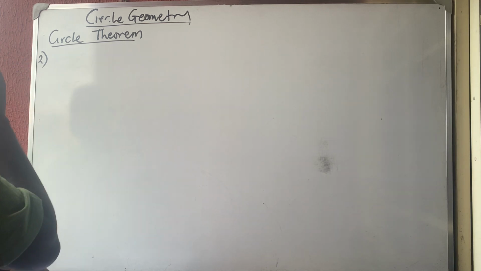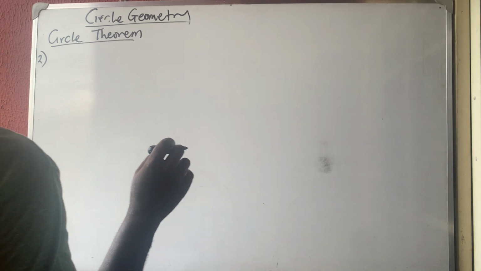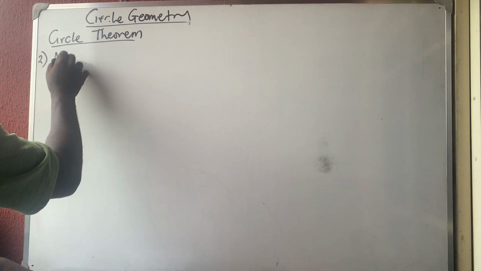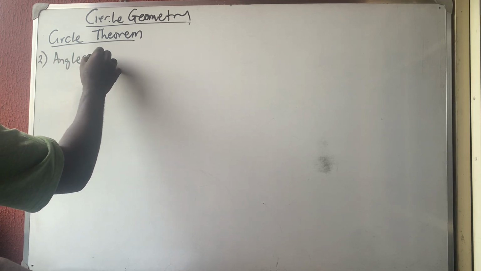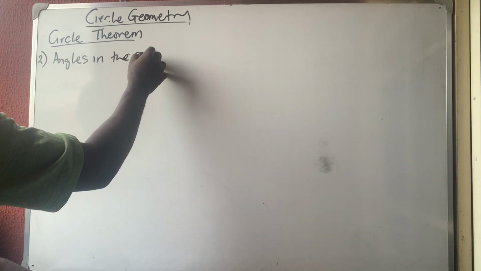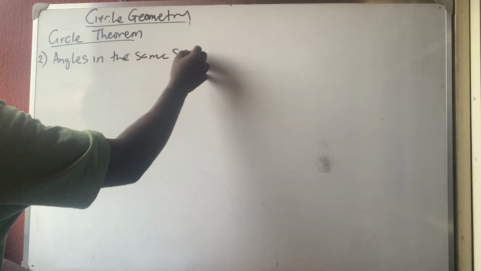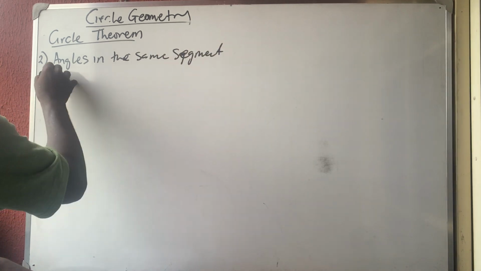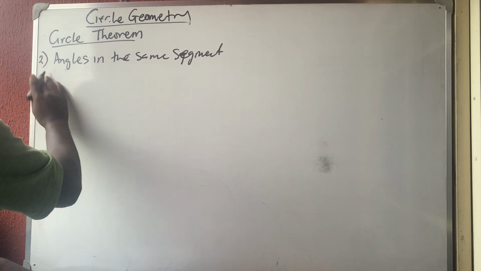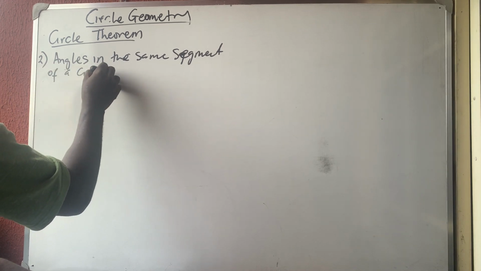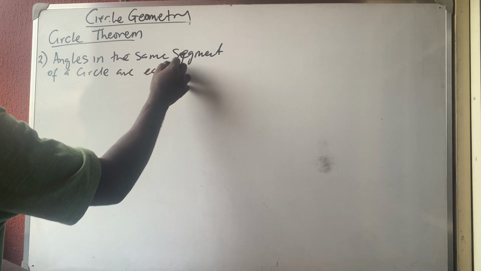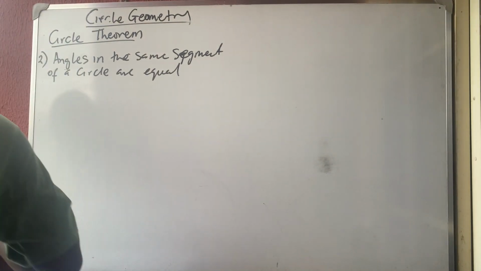So theorem number 2 says angles in the same segment of a circle are equal. Yes, that thing is called segment. Yeah, I just remembered now. That is what I was asking you earlier, the segment. So angles in the same segment of a circle are equal. Okay, now let us get that angle in the same segment.